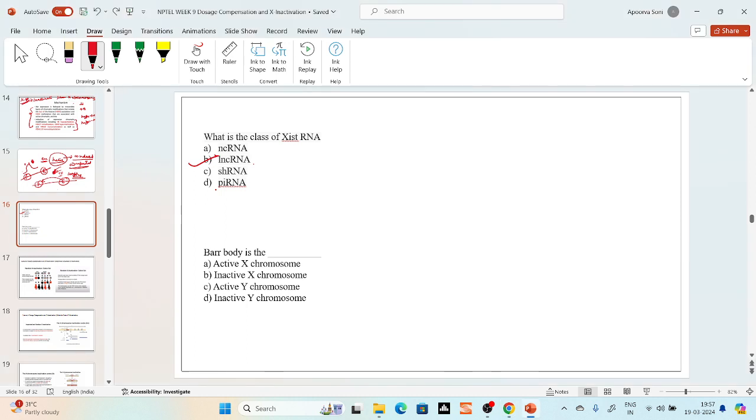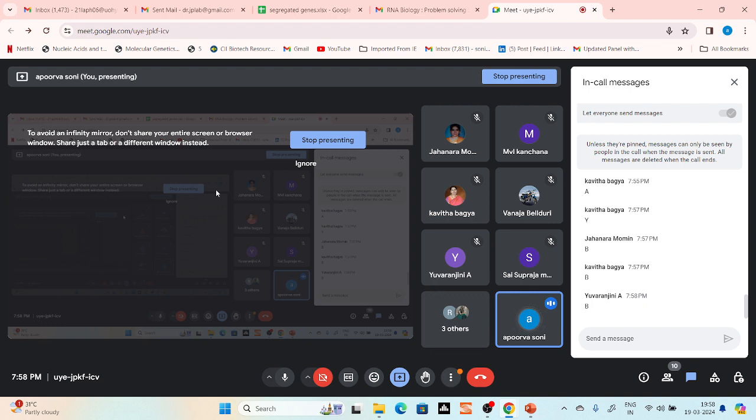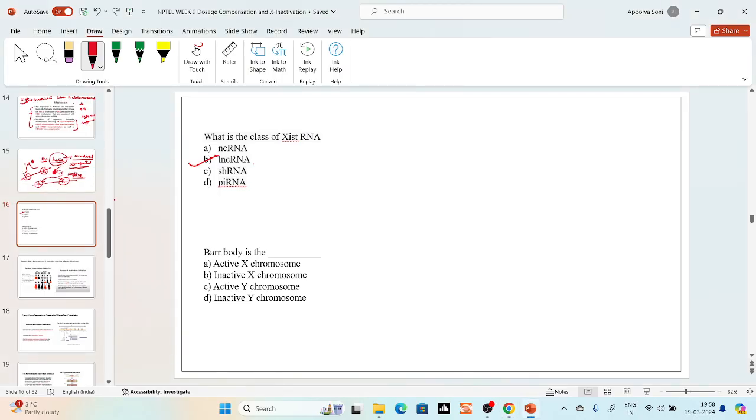Okay. Now, the next question is, Barr body is the active X chromosome, inactive X chromosome, active Y chromosome, or inactive Y chromosome. Okay, let us see. So Janara has answered B, Kavita has answered B, Yuvaranjani has also answered B. Yes, so B is the correct answer. It is an inactivated X chromosome.